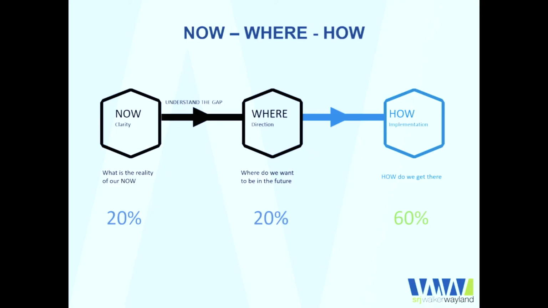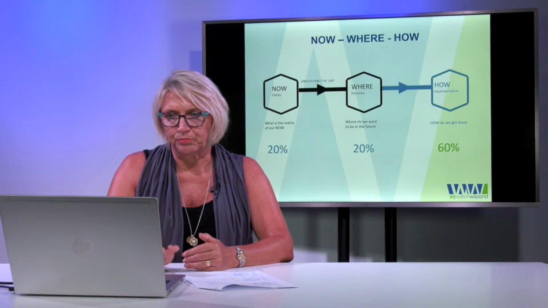And then we need to look at our how and spend the majority of our time on the implementation side of things. So what do we need to do to actually help us get where we need to be at each of those critical 3, 6, 9, 12-month phases?